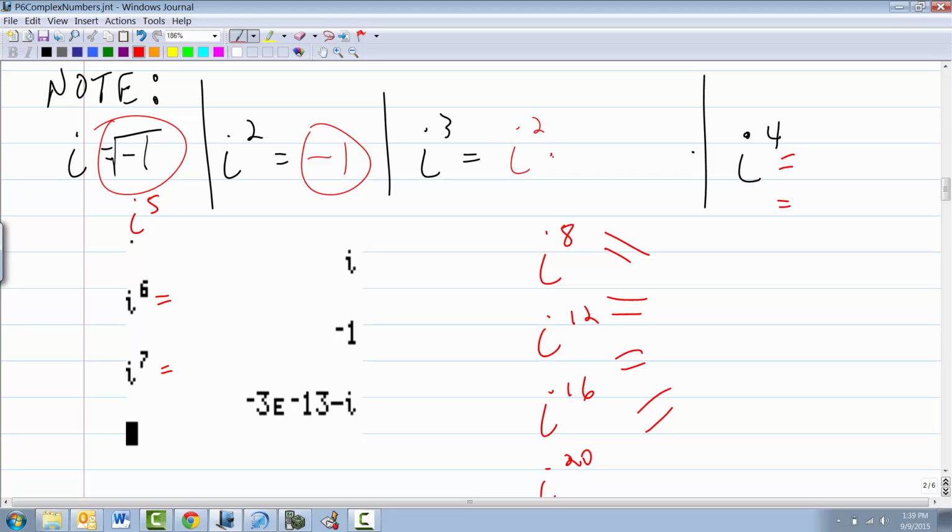Because i to the third is simple exponents, i squared times i. Hey everybody, what's i squared? Negative 1. So this turns into negative 1 times i. And then, of course, i is the square root of negative 1.